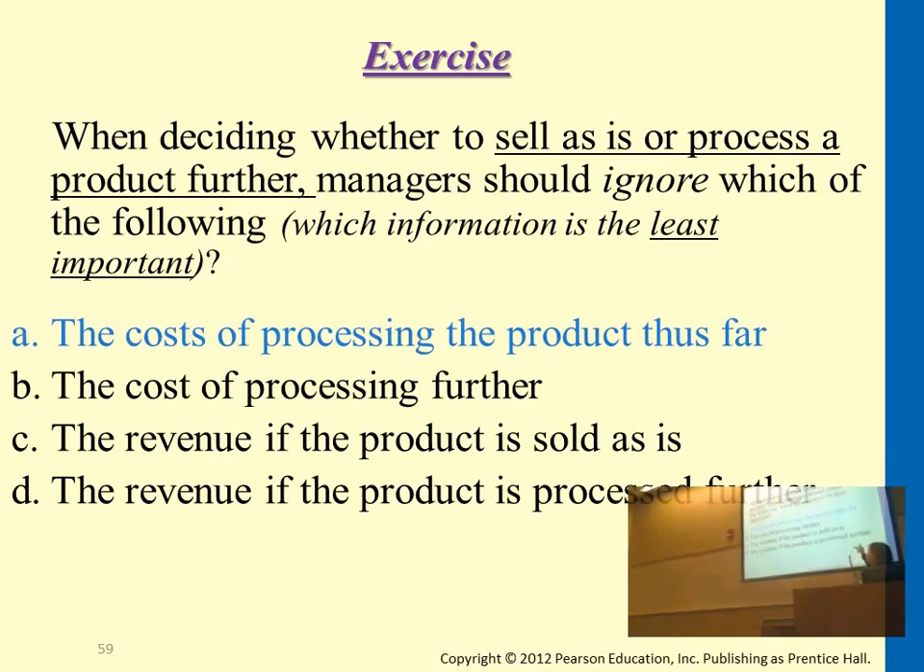Revenue you're getting from selling it as it is right now, you need that to compare against the revenue you're getting after processing further. Whichever one is higher, and also the difference, does it cover the cost of processing further? Does it cover the cost of purchasing more machines, hiring more people? That's important. So if it doesn't cover it, then we still sell it as it is right now. If it does, it's an option. You can move forward and process it further.